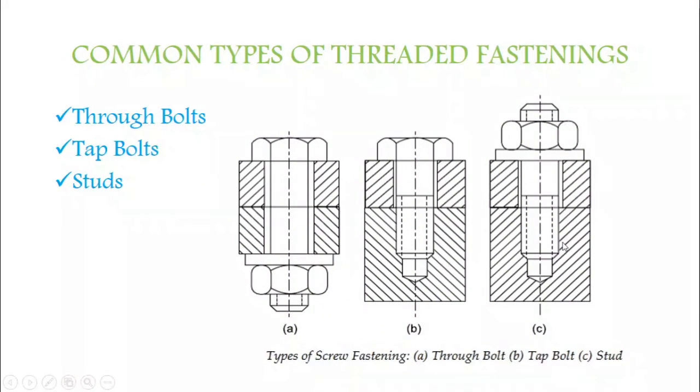Then the third one is that the material of the part without the tapped hole cannot ensure sufficient durability for the threads, for example light alloys and cast irons. Here the material of the second part, this is part 1, this is part 2, cannot ensure sufficient durability to make the hole. In this case we are using the stud.